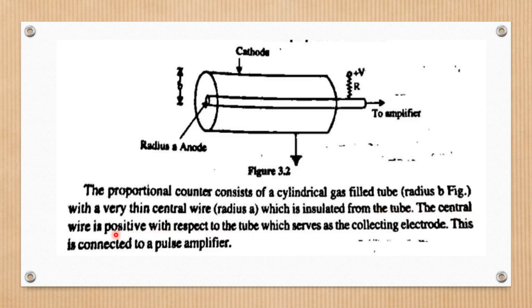The central wire is positive with respect to the tube, which serves as the collecting electrode, and this is connected to an amplifier where we detect the number of pulses or the ionization current. This is connected to a pulse amplifier. So this is the structure of a proportional counter.